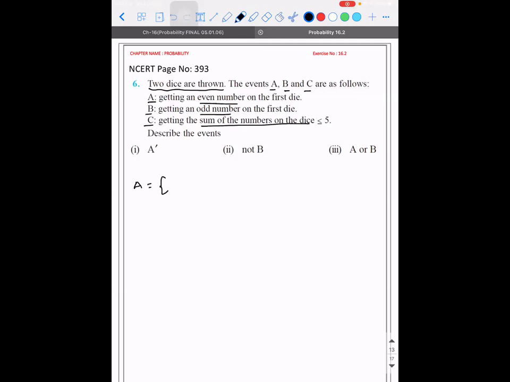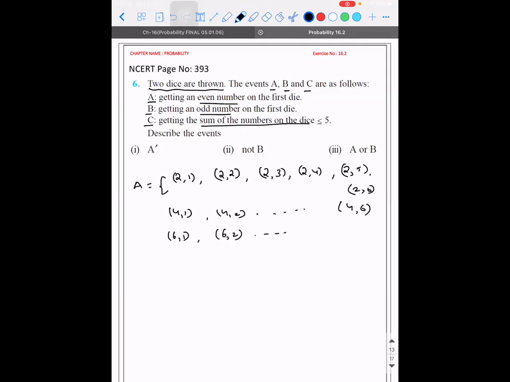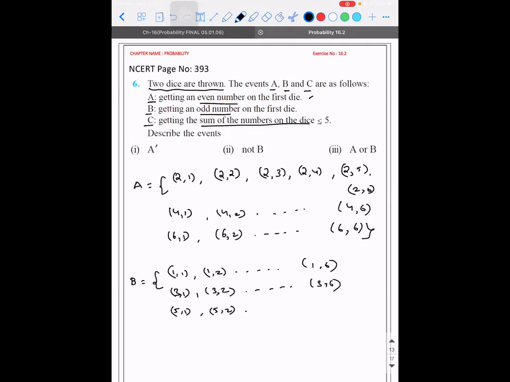So getting an even number on the first die: 2,1; 2,2; 2,3; 2,4; 2,5; 2,6. Similarly, 4,1; 4,2, and so on till 4,6. 6,1; 6,2, and so on till 6,6. Next, B is getting an odd number on the first die: 1,1; 1,2; 1,3 till 1,6. Similarly, 3,1; 3,2 and till 3,6. 5,1; 5,2 and till 5,6.